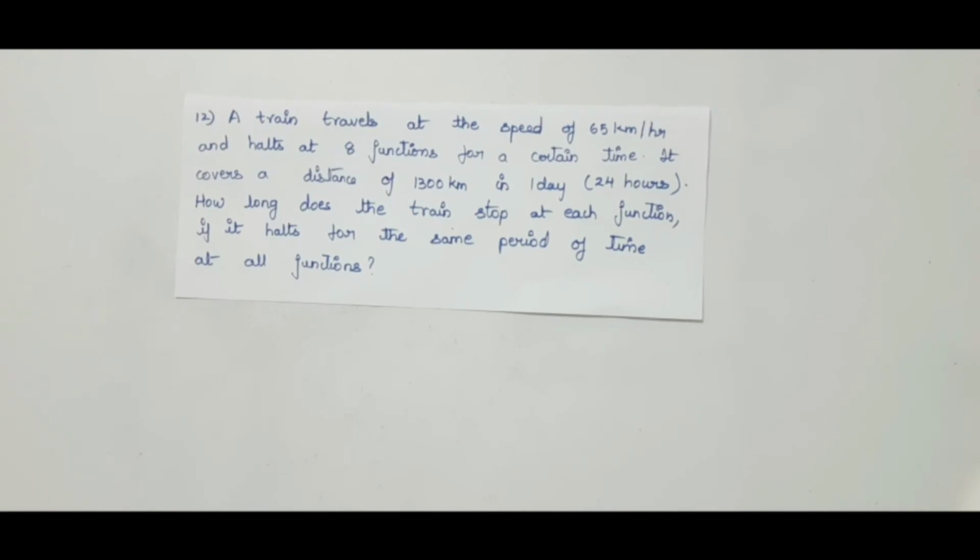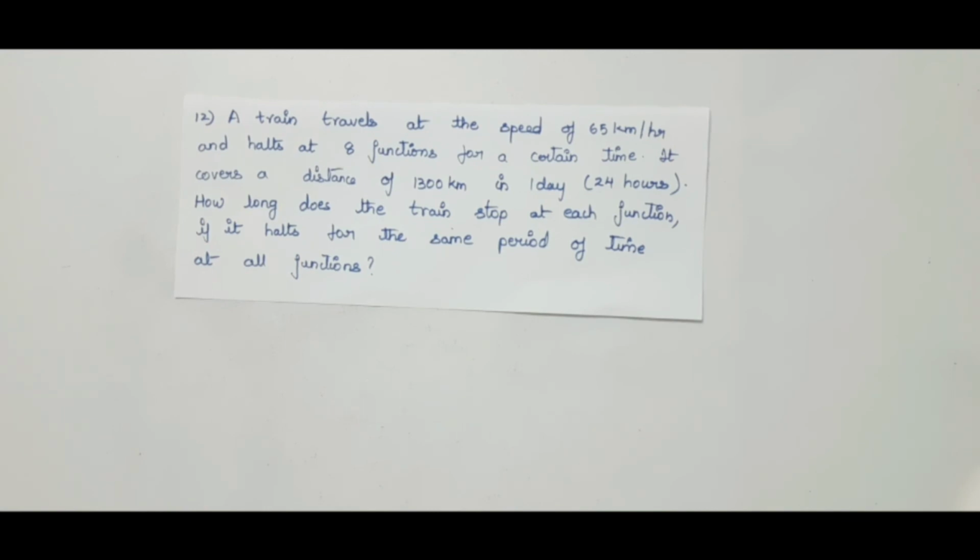Next problem. A train travels at the speed of 65 kilometers per hour and halts at 8 junctions for a certain time. It covers a distance of 1300 kilometers in a day, 24 hours. That is, one day equals 24 hours, that is what he has given here. He has mentioned here: how long does the train stop at each junction, if it halts for the same period of time at all junctions?